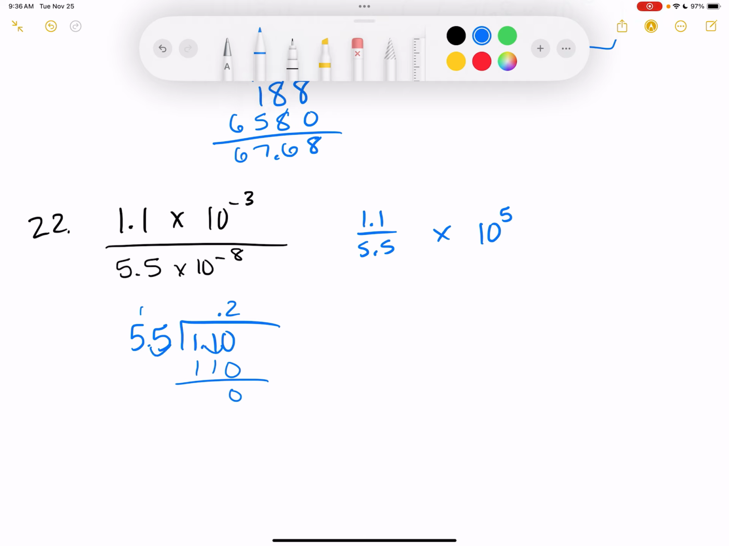So this would be 0.2 times 10 to the 5th. But do you need to move anything? Or are you saying in the final answer? Yeah. So move it this way. 2 times 10 to the 4th. Yep. Ah. So the decimal has to go after the first number.